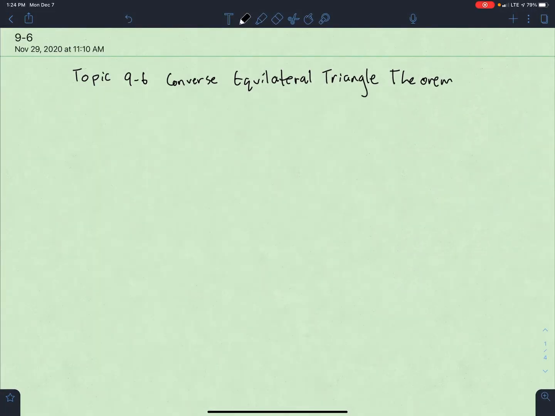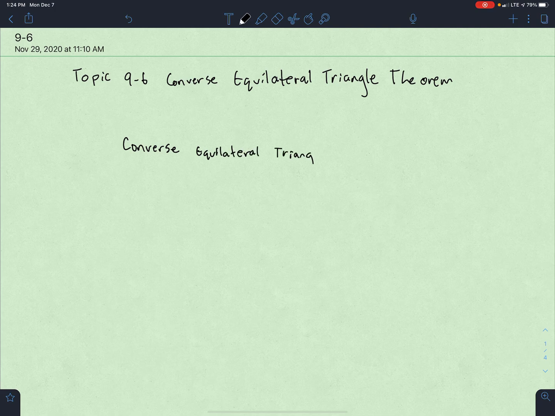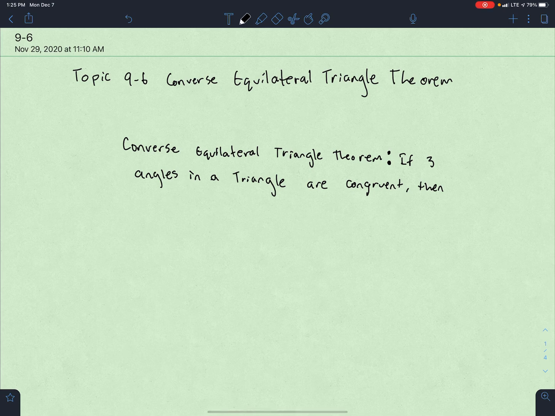All right, today we're going to talk about topic 9.6, which is the converse equilateral triangle theorem. So it's very similar to what we talked about in 9.5. What it basically states is that if three angles in a triangle are congruent, then the three sides are also congruent.